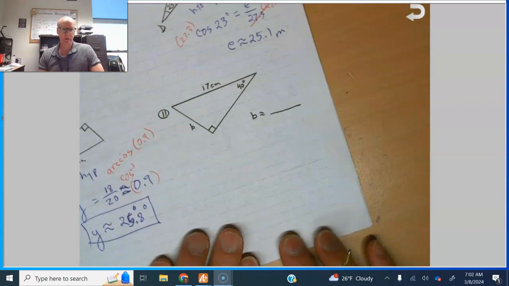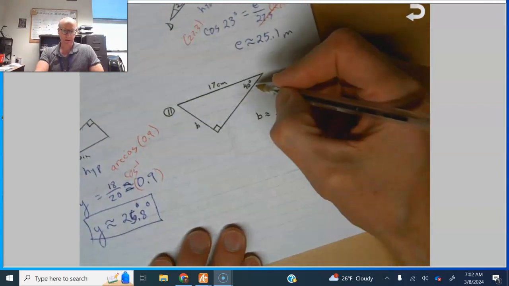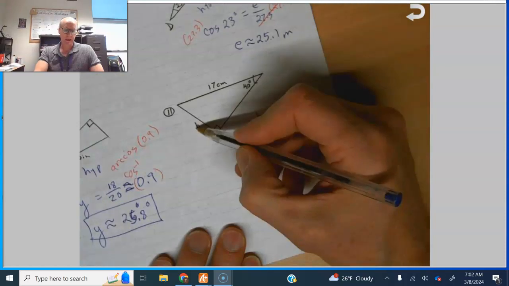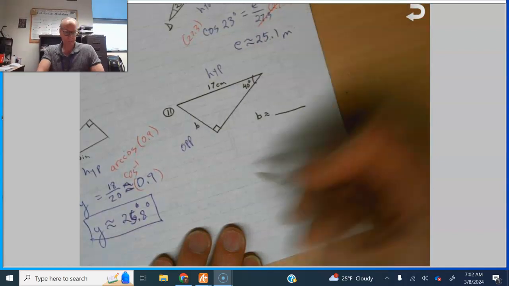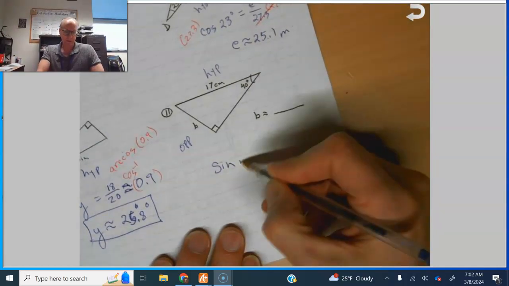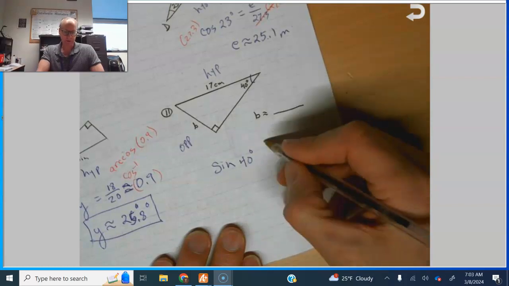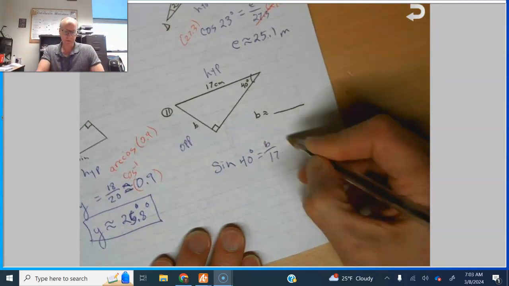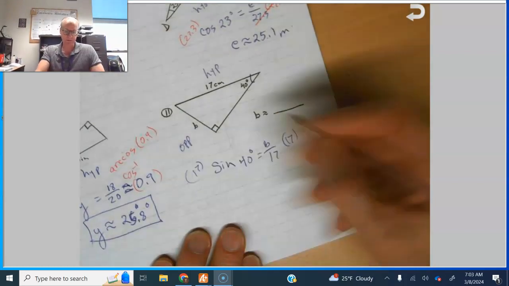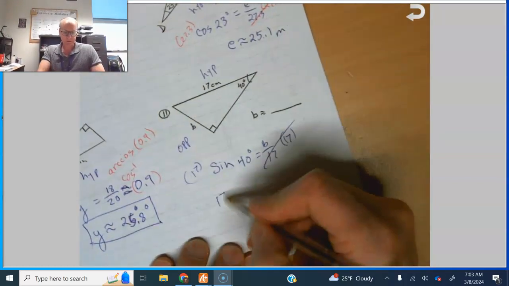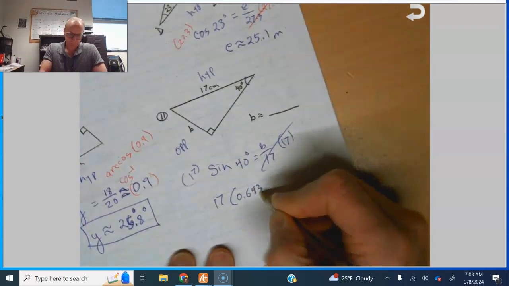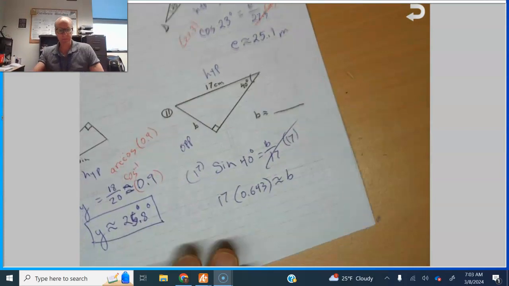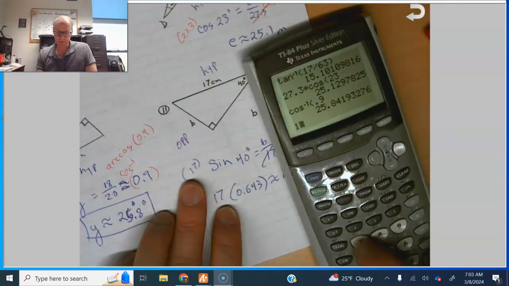Last one. Oh boy. Looks like we've got a reference angle of 40. We've got an opposite and a hypotenuse. Looks like a sine to me. Sine of 40 is equal to b over 17. Oh, easy one. Multiply by 17 on both sides. I guess I should have done it in red. Oh well. 17 sine 40. Sine of 40 is about 0.643. Approximately for my b. And of course I'm going to use my sine 40 in my calculator.